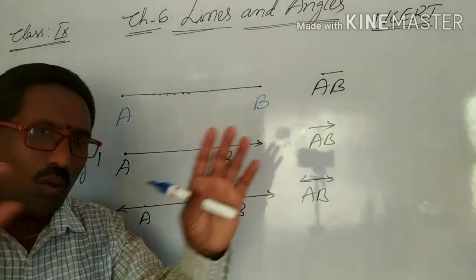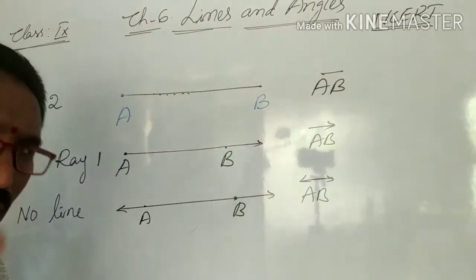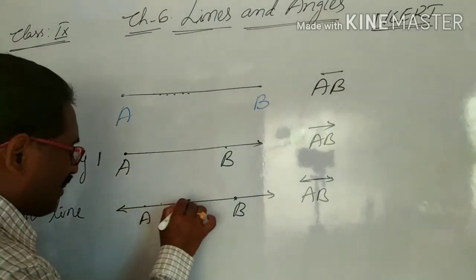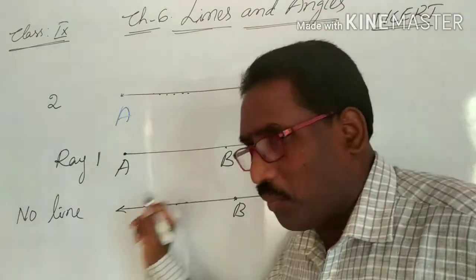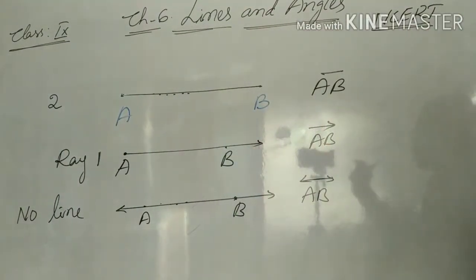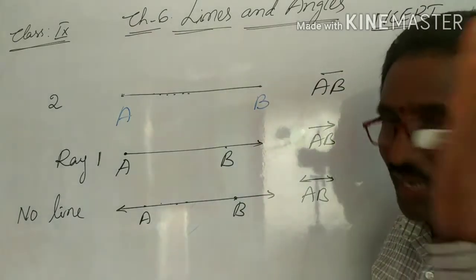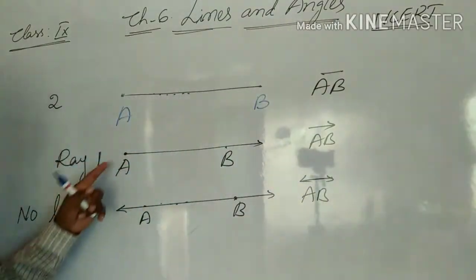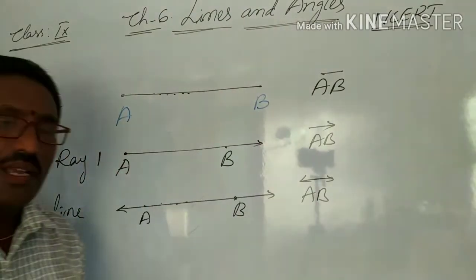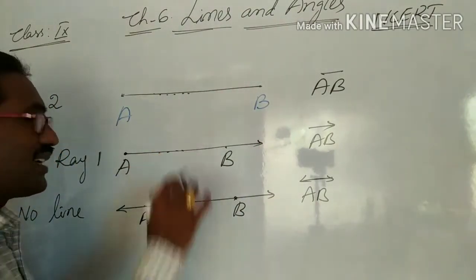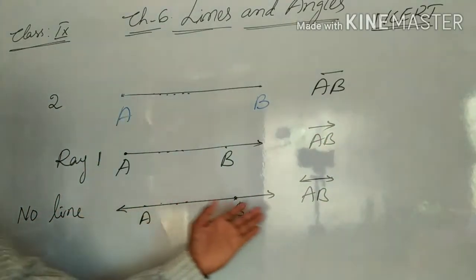A line has no endpoints, but it has infinite points. How many points are there in a line? Infinite points. How many endpoints are there in a line? No endpoints. Next, how many endpoints does a ray have? Only one endpoint. How many points are there in a ray? That is also infinite points.